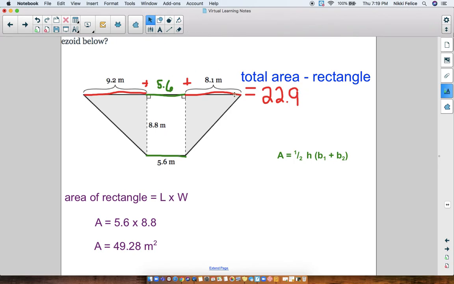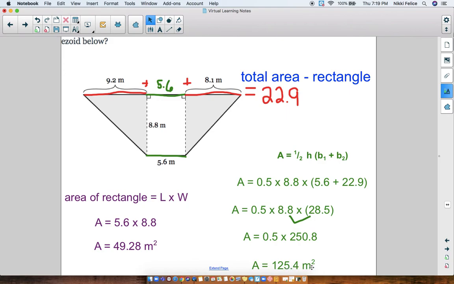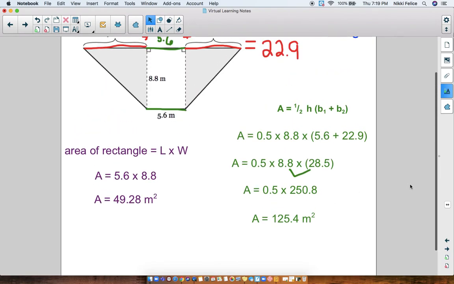So now that I know what base 1 and base 2 are, I can plug them in. So I'm going to do 1/2 times the height, which I can see right here is 8.8, times, and then I'm going to add my two bases together. So let's add the two bases together first. 5.6 plus 22.9 equals 28.5. Okay, so now I rewrite everything else. So first, I'm going to do 8.8 times 28.5. And that equals 250.8. So now last step, I just got to do 1/2 times 250.8. And that equals 125.4 meters squared. So that is the total area of the trapezoid, but again, I only want the shaded part.